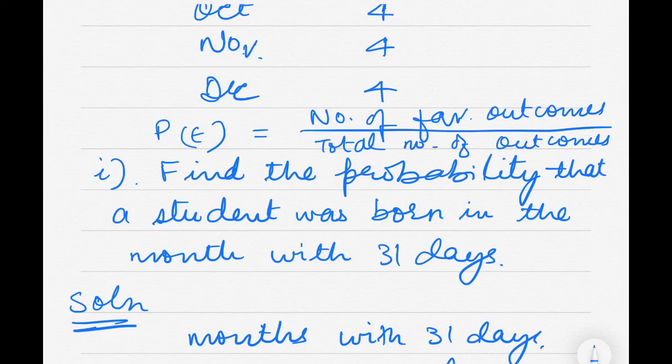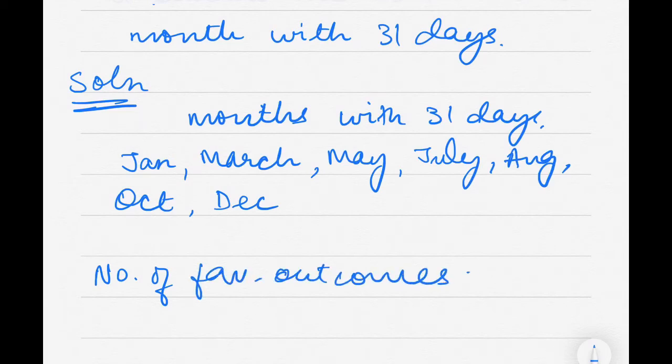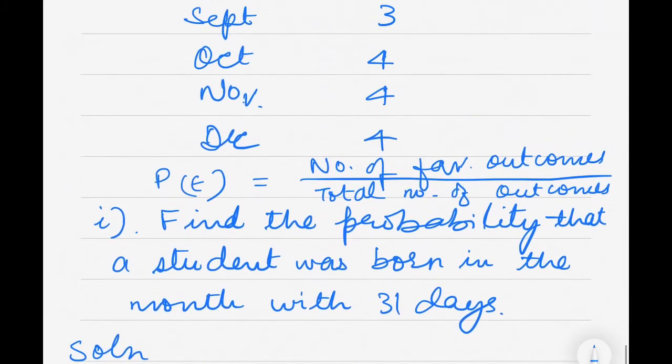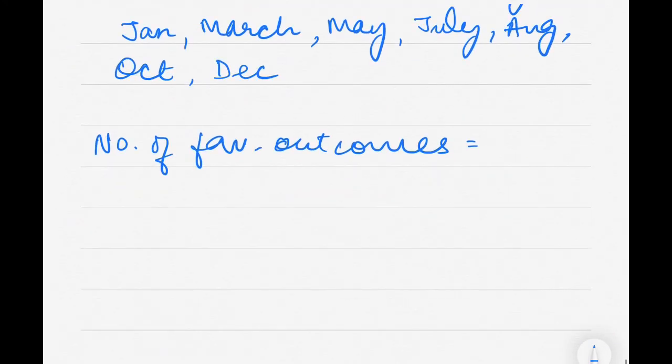Okay, so I wrote it here. So now I can write down the number of favorable outcomes. Those will be equal to the students who are born in January, March. Okay, so January is how many? 3. So January is 3. Then we have March 2. Then May is 5. July is 2. August is 6. October is 4 and December is also 4.